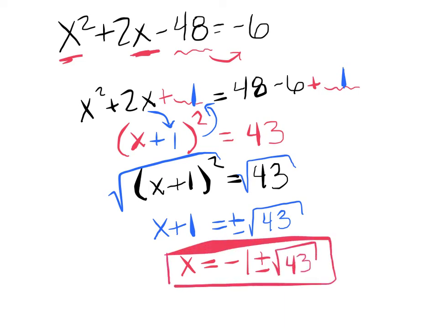You don't need to put it in decimal form. We can leave it in radical form for now. Remember that this is really two solutions. Negative 1 plus the square root of 43, and negative 1 minus the square root of 43.